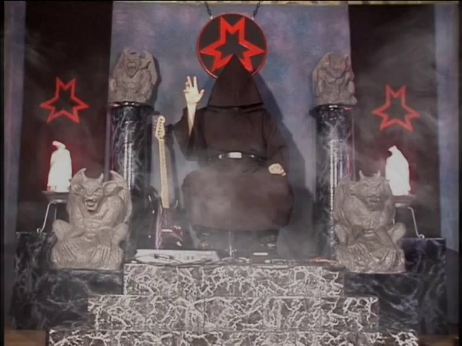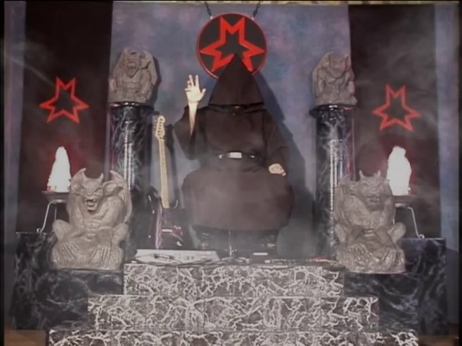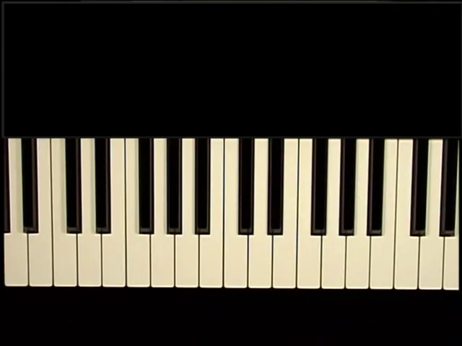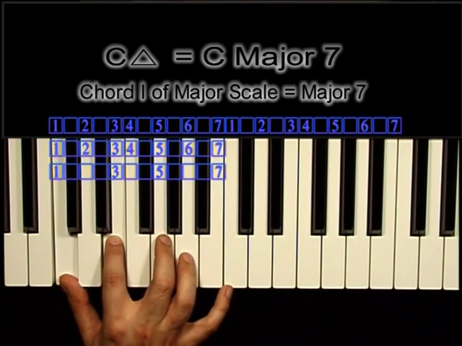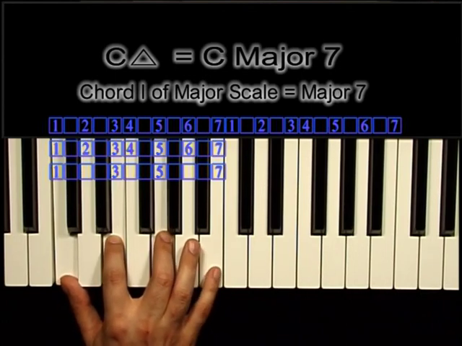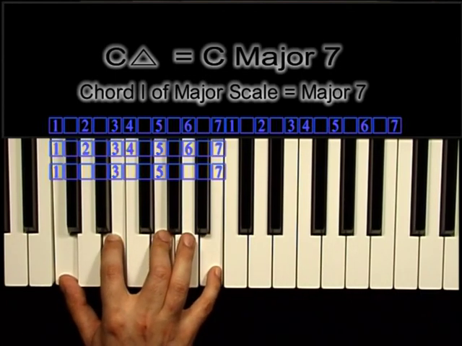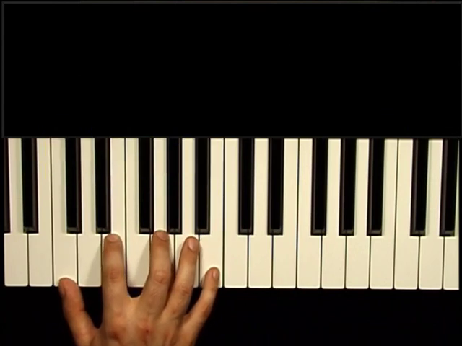Let's start with the C major scale. A basic chord formula for building chords is to use every other tone of the scale, in this case the major scale. Play the 1, skip the 2, play the 3, skip the 4, play the 5, skip the 6, and play the 7. You now have a major 7th chord. 1, 3, 5, 7. This works for all the modes. But just like the modes, the intervallic relationship changes.